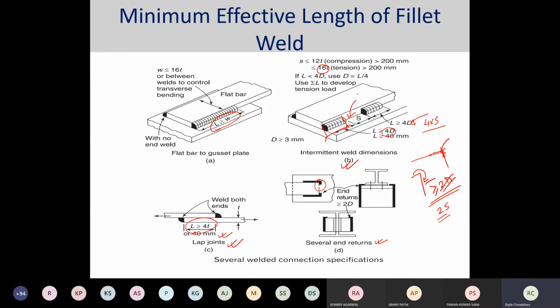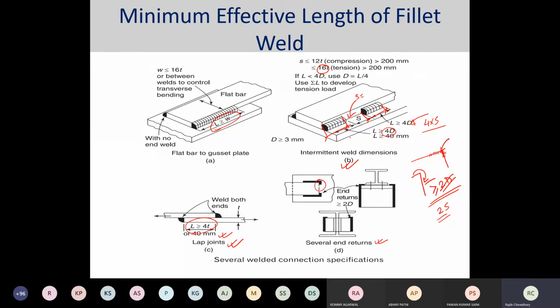What is this gap? This gap is again small s, or the leg size, or the weld size. Then another fillet weld is being started. So this kind of configuration of the welding is called the intermittent weld. And this intermittent weld also has certain specifications, that how much length is to be provided at minimum.